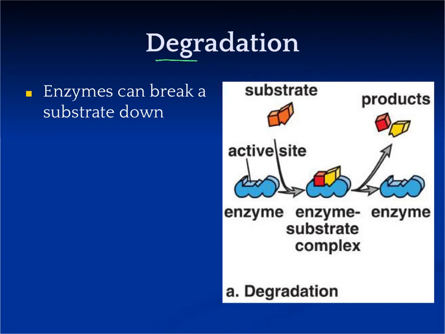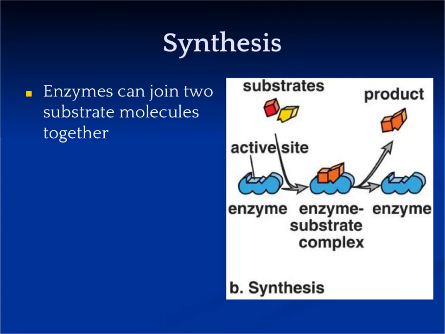Enzymes can work in a couple different ways. The first way is called degradation, and that means it breaks things apart. When you have a degradation enzyme, the substrate binds to the active site, and then it's broken into two or more products. The opposite of that is a synthesis reaction, and that occurs when two or more substrates bind to the active site, and then they're bonded together to make one product. So synthesis enzymes join things together. Degradation enzymes break things apart.